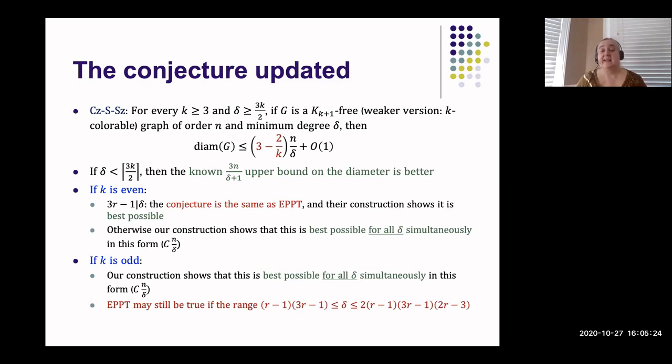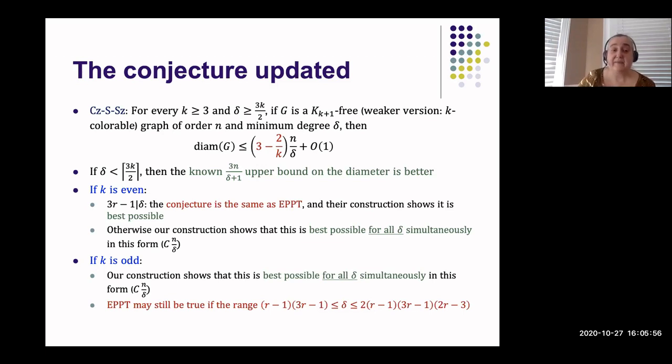For every k at least 3 and delta bigger than or equal to 3k over 2, I told you earlier why I need to have that, because otherwise the previous bound is better. If G doesn't have a complete graph of size k plus 1, or G is k-colorable, that's the weaker version, graph of order n, minimum degree delta, then the diameter is at most 3 minus 2 over k times n over delta plus big O(1). If this conjecture is true, it's best possible by your examples.